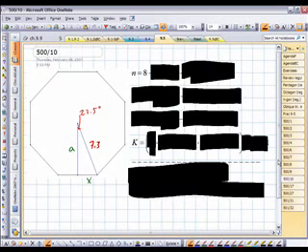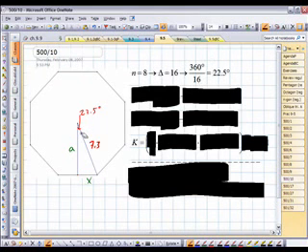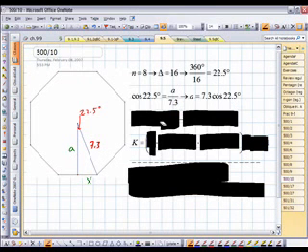this is an octagon. So again, 8 sides means 16 triangles. 360 over 16 is 22.5. Now we're given the radius, which is the hypotenuse of this triangle. So if we want to get the apothem, it's an adjacent over a hypotenuse. So that's cosine of 22.5 is A over 7.3. Multiply by 7.3 to both sides, and you get this. To get this side, that's an opposite. So opposite over hypotenuse is sine, and multiplied by 7.3.